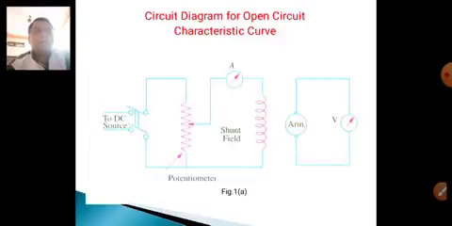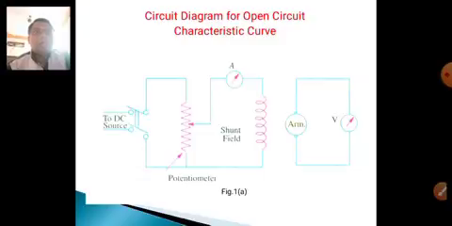Now the circuit diagram for the open circuit of the separately excited DC generator. First, the open circuit characteristic curve. Open means the load is not connected. The armature is connected to a voltmeter showing the voltage, and RA means armature resistance. There is a shunt field and the potentiometer. When the potentiometer is increased or decreased, the current will change.